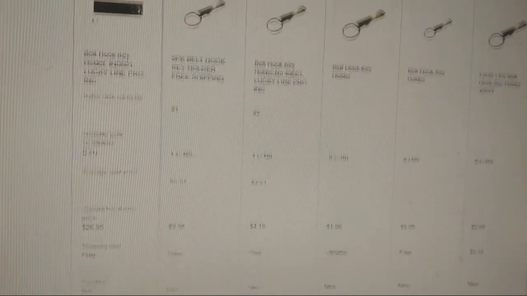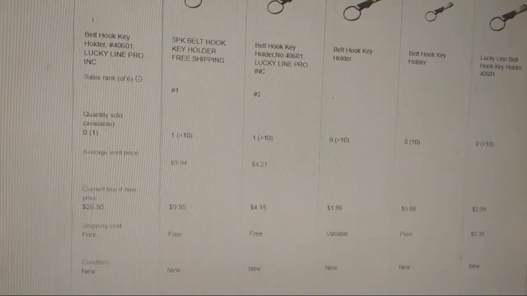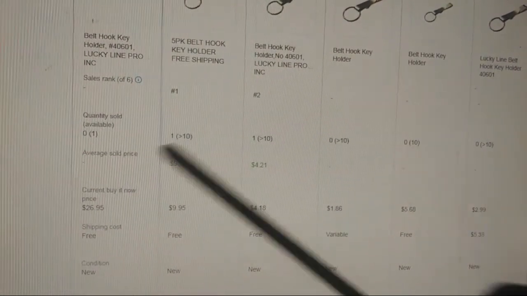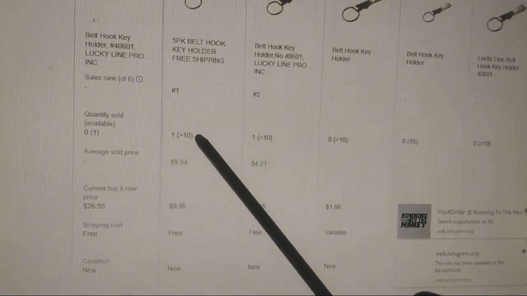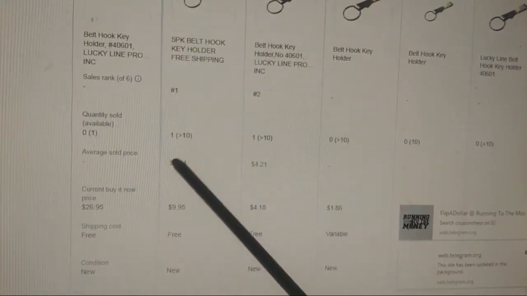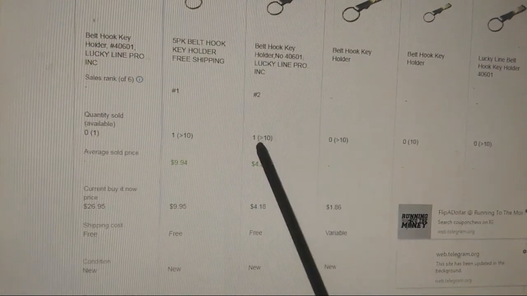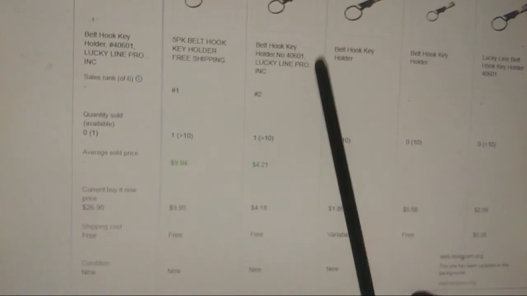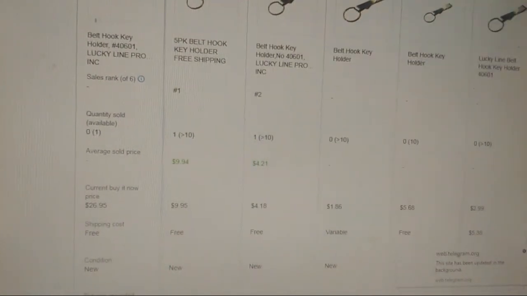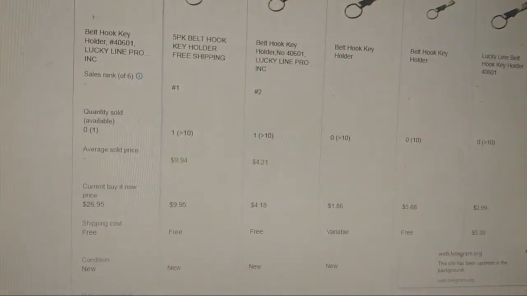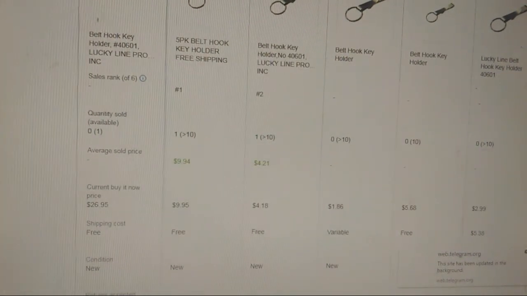You can get a little bit more detail, but you can make some pretty good informed decisions just based on this. So what I'm noticing here is this person sold one. They have more than 10 left, okay? Now they sold theirs for $9.94 for one. They have 10 more left. This person sold one at $4.21. They have 10 left. Now, if I were this person, I'd be like, why the heck did I price this low if I could have got this?